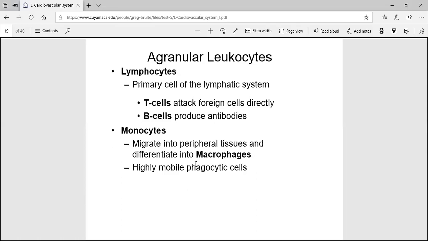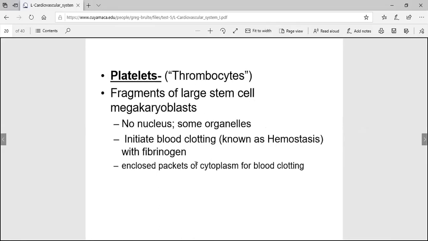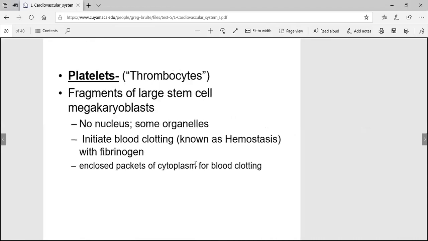Monocytes can become macrophages, and those are highly mobile phagocytes too. Platelets we talked about, they come from a megakaryoblast or megakaryocyte. They're little pieces. They help with blood clotting.